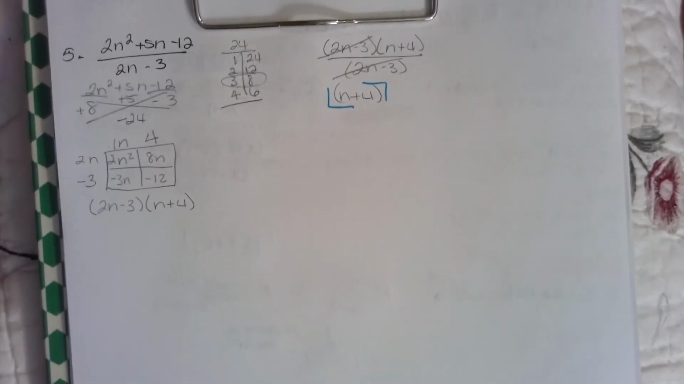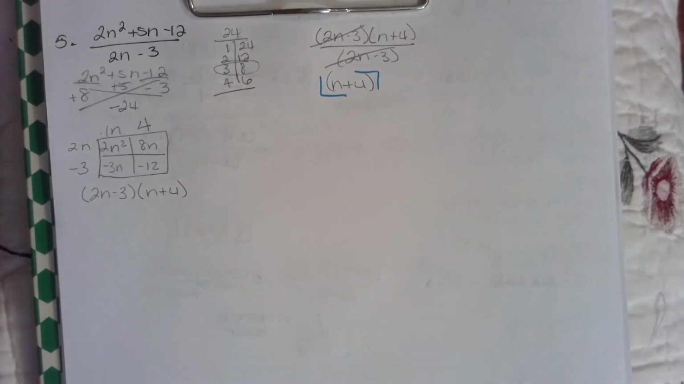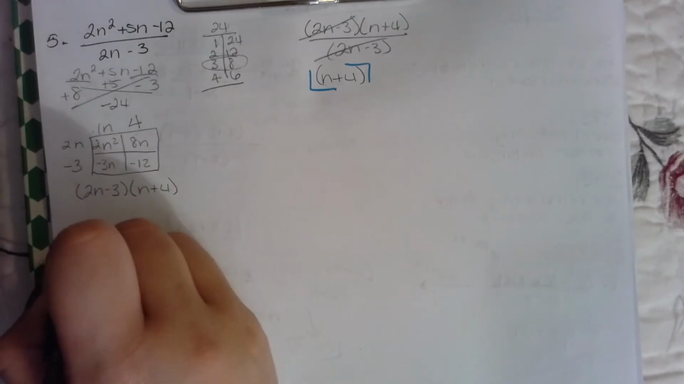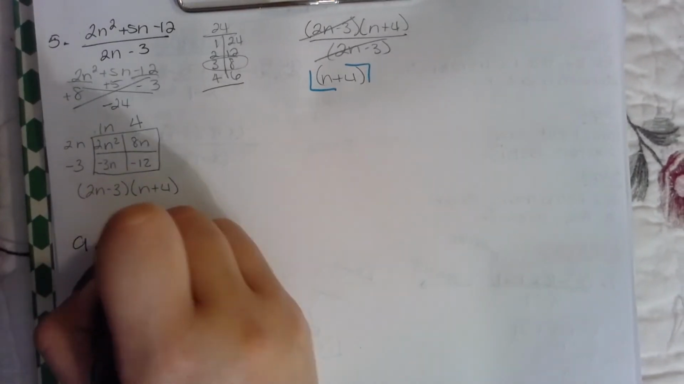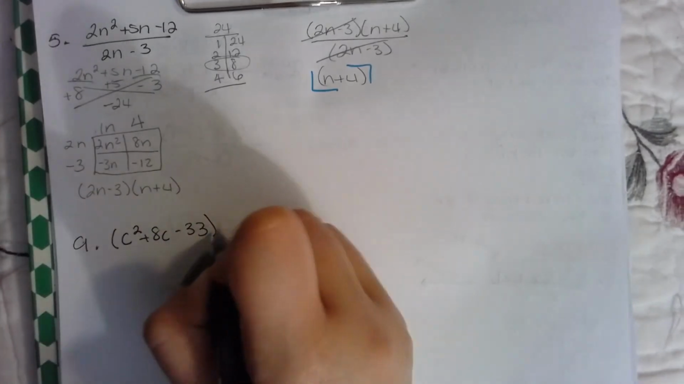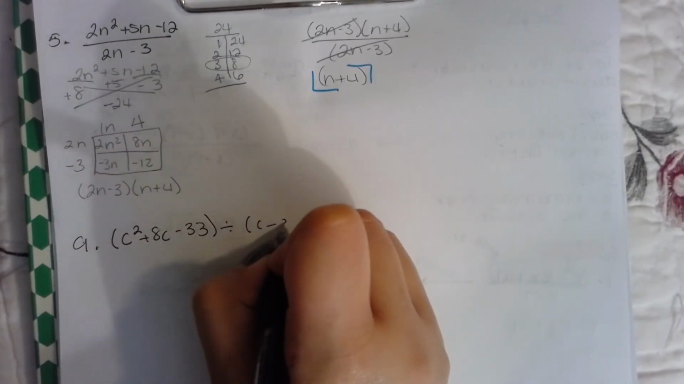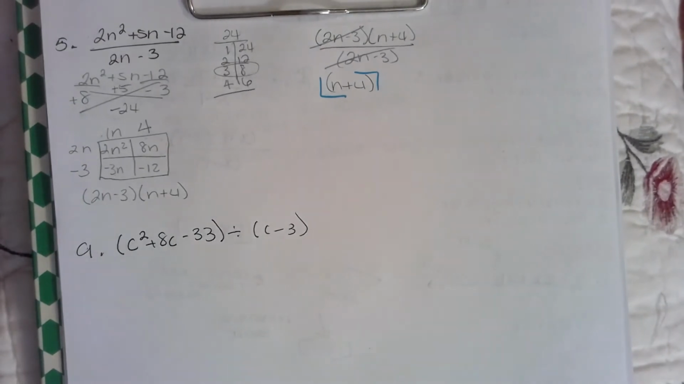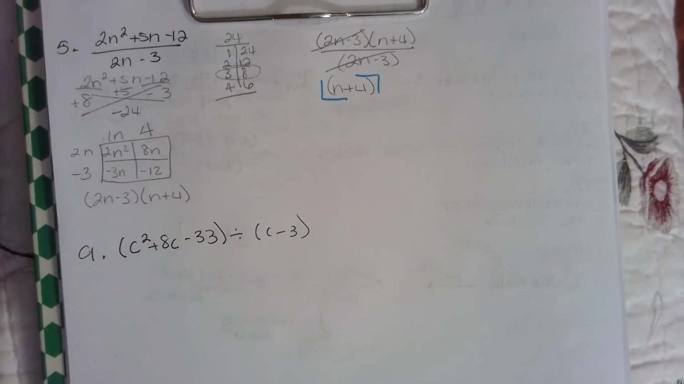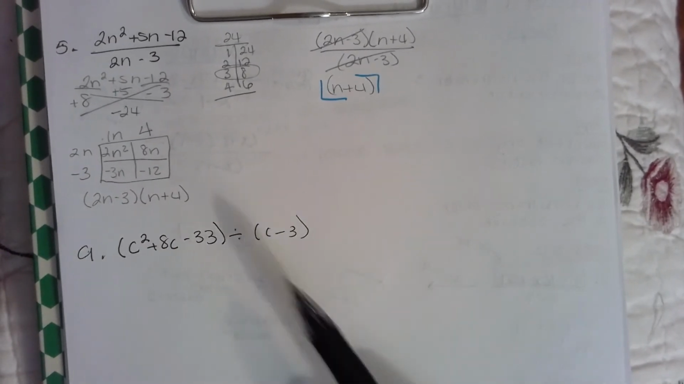is number 9. It says c squared plus 8c minus 33 divided by c minus 3. This is actually the same. Remember, this line across right here just means division, so it's the top divided by the bottom.